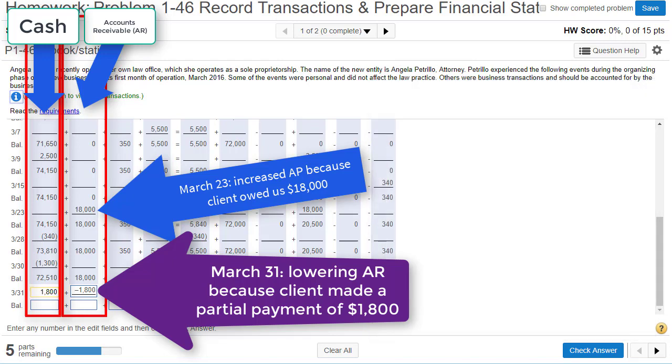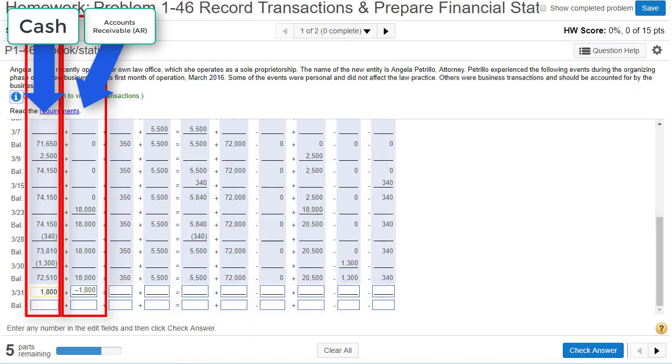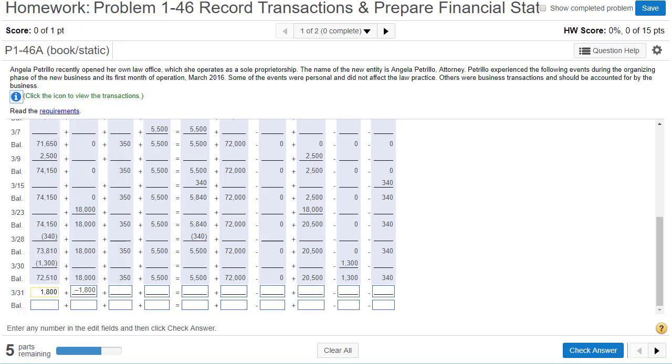And notice I did not put any zeros in the unaffected accounts on the transaction row. Now, before we move on, we should double check that the two accounts have an equal effect on each side of the accounting equation. On the left side, we have a net zero, $1,800 cash minus $1,800 AR. That gives us zero. And we have zero on the right side of the equal sign. Therefore, the equation balances.